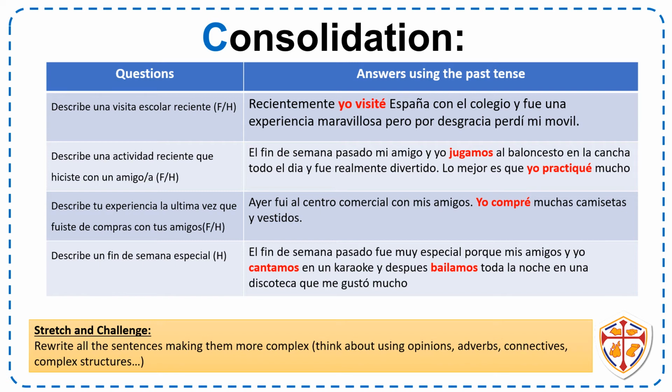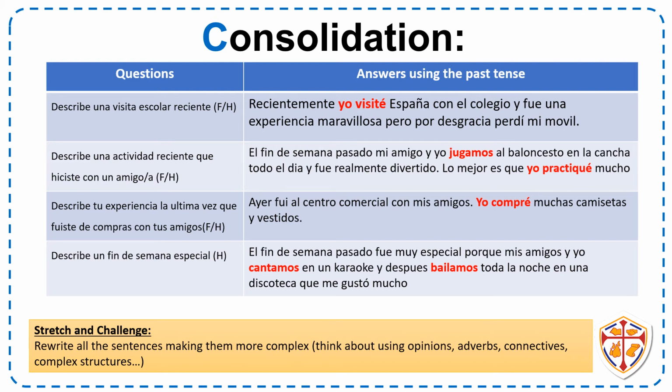Let's have a look at the second one. Again, in the second answer, I started with a time indicator. You can make up the one you want as long as it is specific. In this case, I used el fin de semana pasado, last weekend. Mi amigo y yo jugamos al baloncesto en la cancha. Jugamos is the first verb we have in past tense. My friend and I, we played.